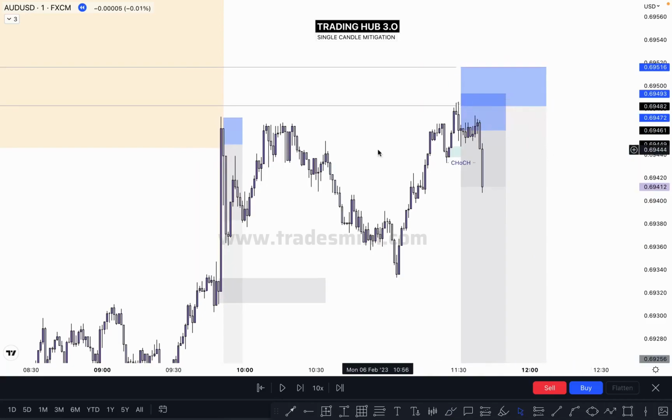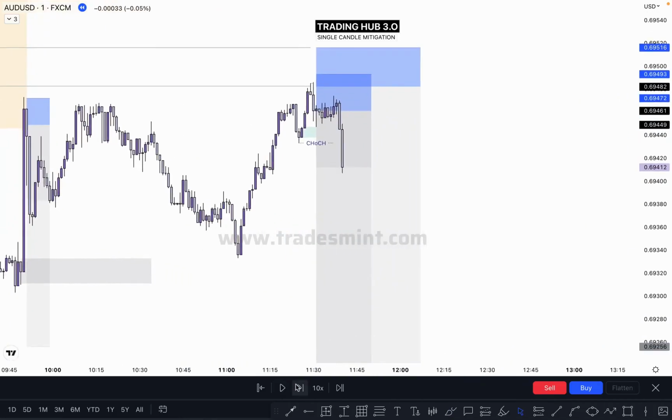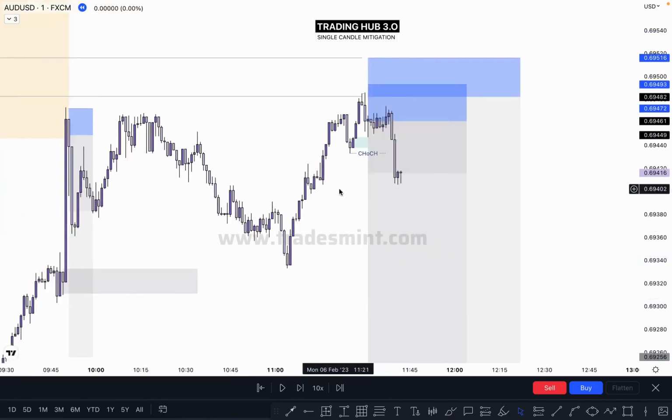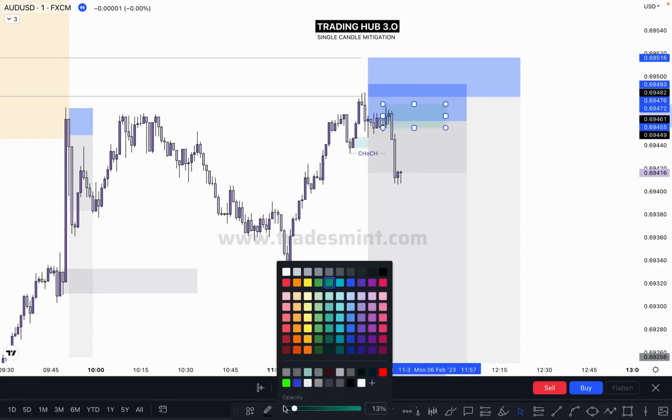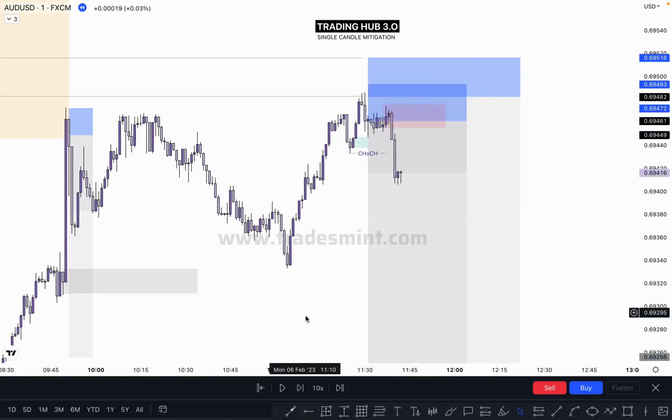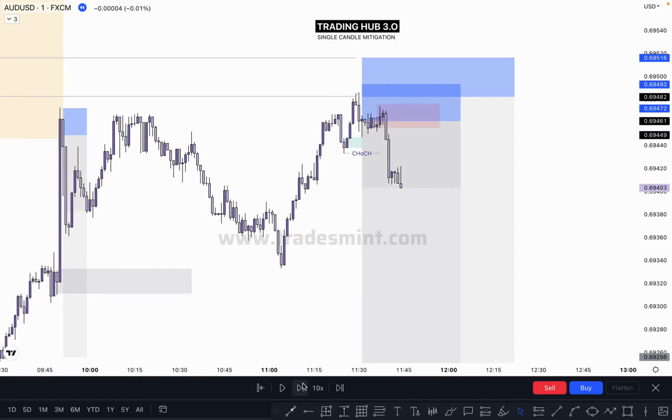So let's see what happens next after this one. Okay, the market broke this change of character and broke this flip, and the market created this supply zone at this point. Right now, you simply have to wait for it to create an inducement before the entry. Okay, so let's see what happens next after this one.